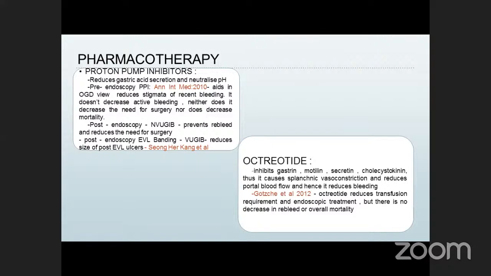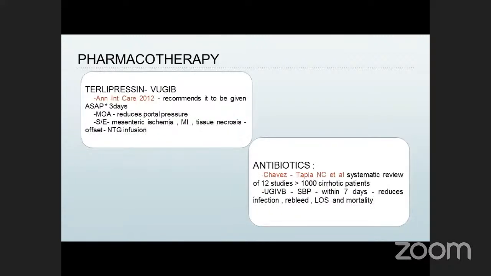So as per the Gøtzsche et al. study in 2012, octreotide reduces the requirement of blood transfusion and endoscopic treatment, but it is not shown to have any reduction in rebleed or overall mortality. Coming to terlipressin, the use of terlipressin in variceal upper GI bleed, again, it causes vasoconstriction and thereby reduces portal pressure. That is the mechanism of action.